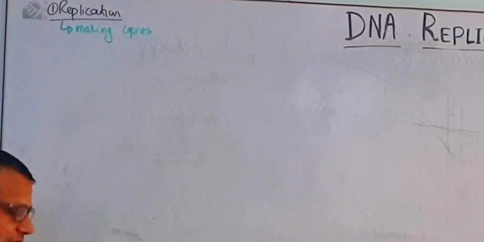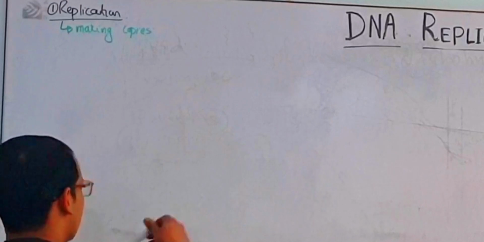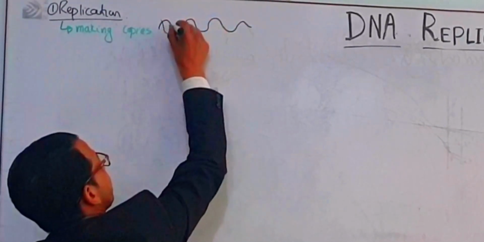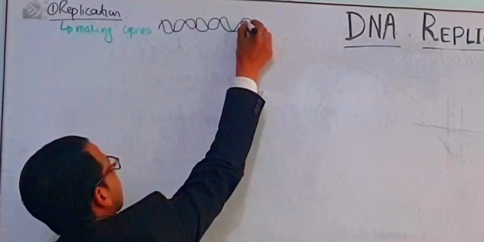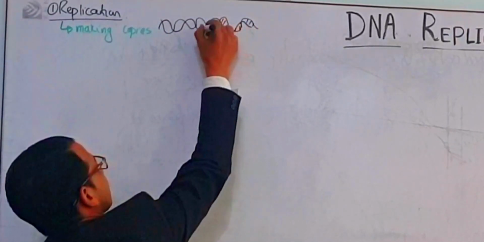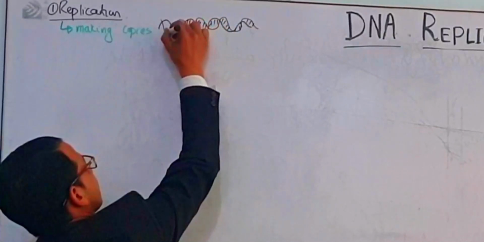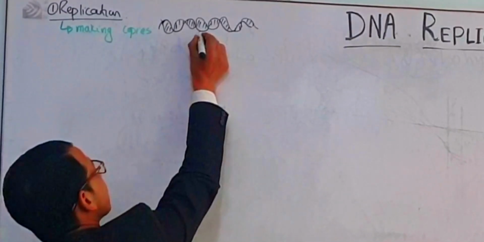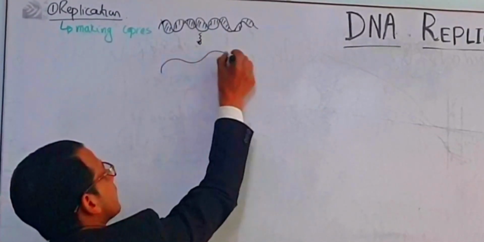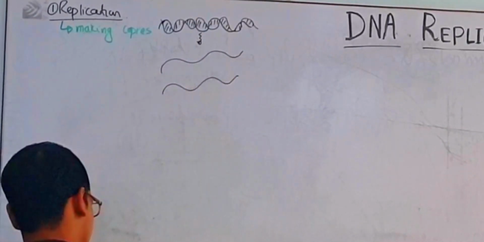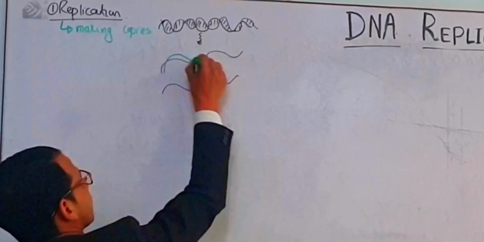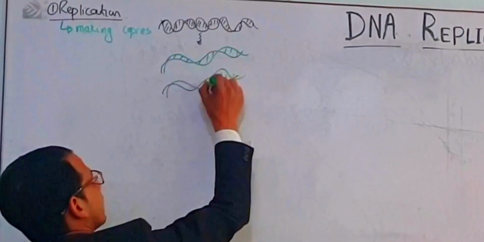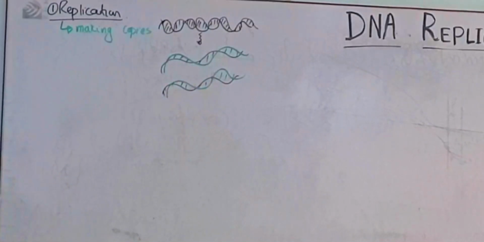Right? The second thing, for example, this is our original DNA. You know the structure of DNA, right? Now, after replication, this DNA will make two copies. Right? This is called DNA replication.